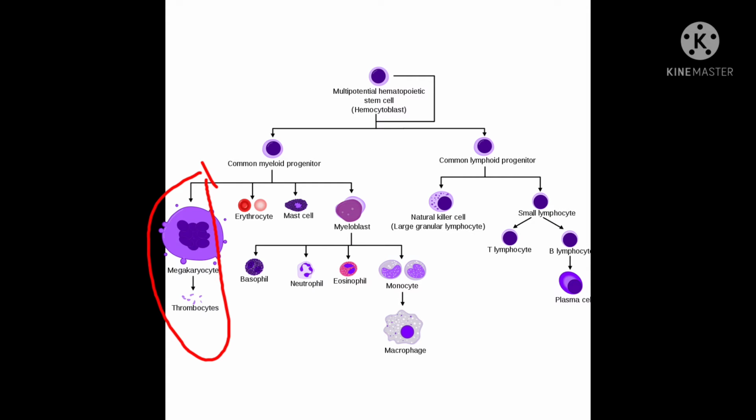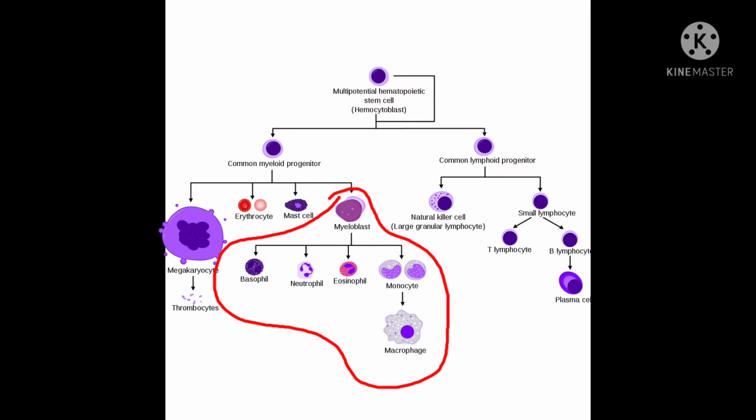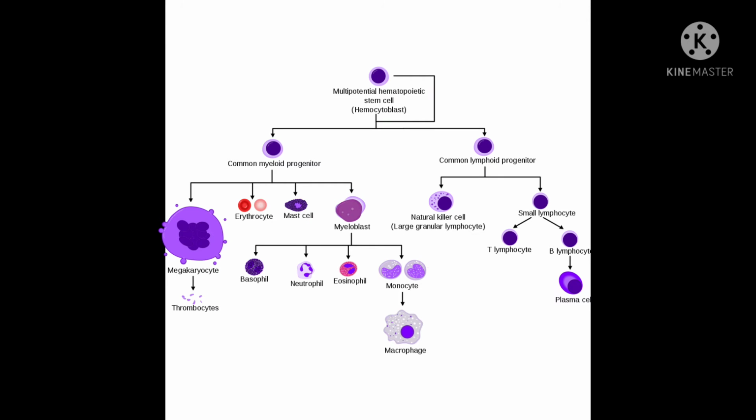Megakaryocytes give the thrombocytes, which are nothing but the platelets. Erythrocytes are the RBC cells. Myeloblasts give rise to monocytes, neutrophils, eosinophils, and basophils, which are nothing but the WBC cells. And this lymphoid progenitor gives rise to natural killer cells and the lymphocytic cells, which are responsible for the immunity in our body, and we'll be discussing more about it in our further videos.